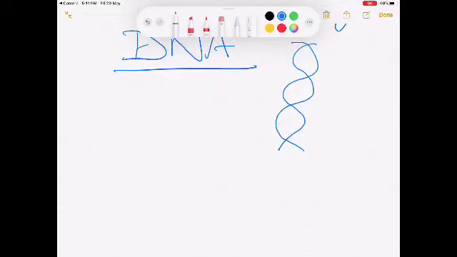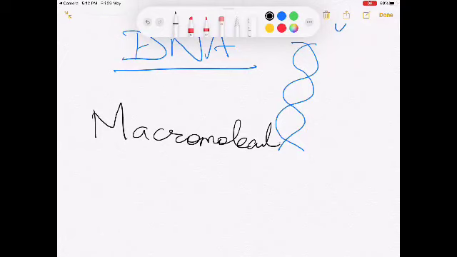So students, DNA is a very, very large molecule, so it is also called a macromolecule. Very big structure. This macromolecule has two complementary strands wound around each other in a double helical structure. So you can see, I want to make this double helical structure.